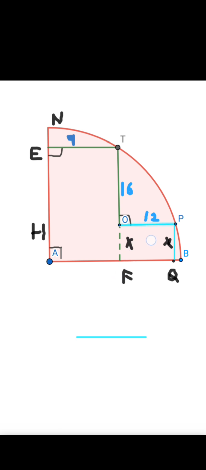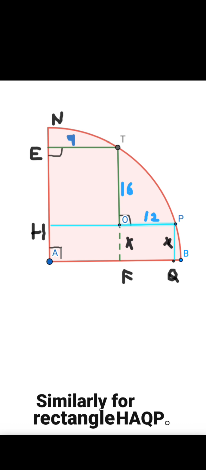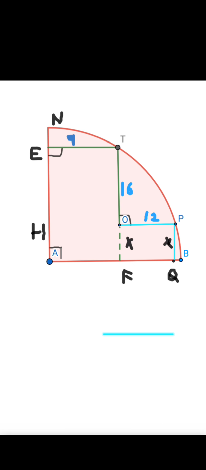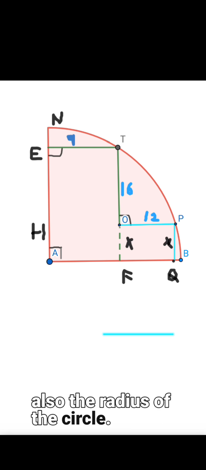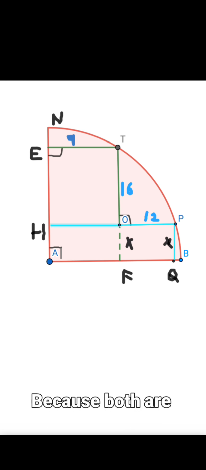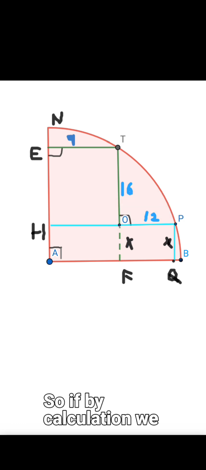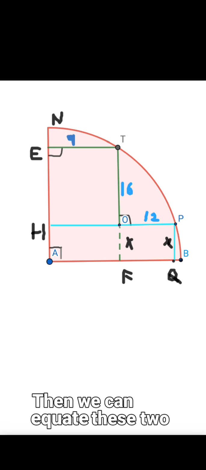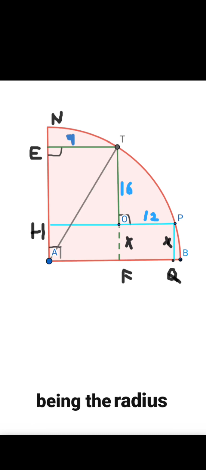the circle. Similarly, for rectangle HAQP, AP will be the diagonal of the rectangle, also the radius of the circle. That means AT will be equal to AP because both are radii of the same circle. So if by calculation we find out AT and AP, then we can equate these two, being the radius of the circle.